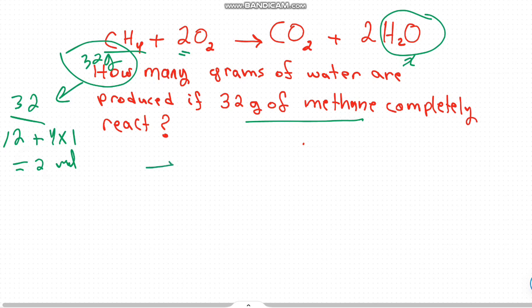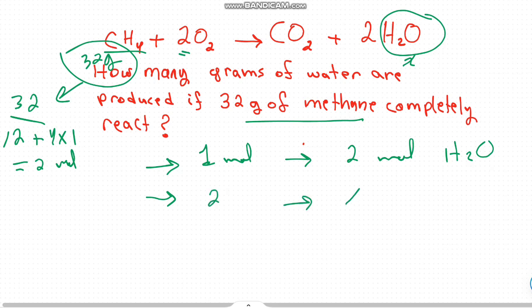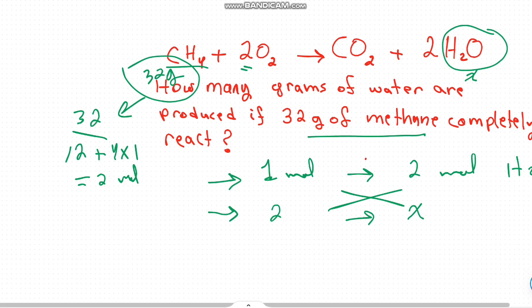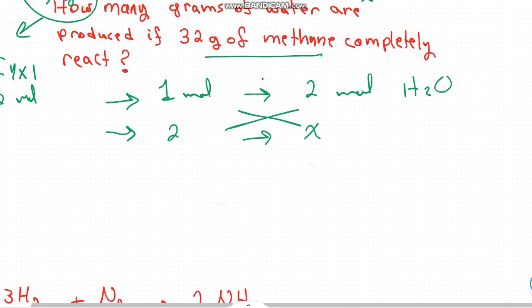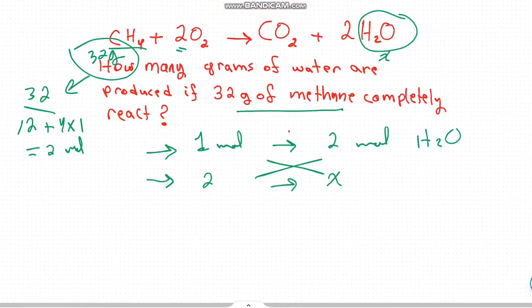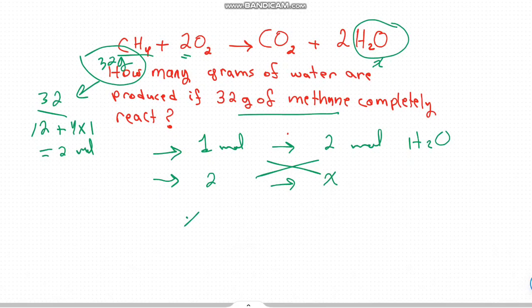Now the ratio, step 1 and step 2. Step 1 from the equation, between the underlined and the circled species: 1 mole of methane gives 2 mole of water, H2O. 2 mole of methane gives X. Cross multiplication, then x equals 4 mole of water, H2O.